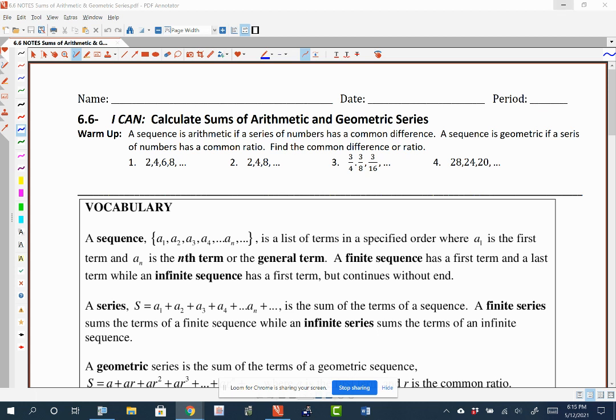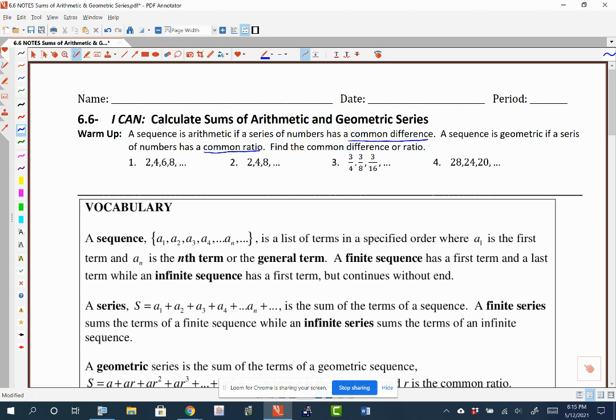So let's remind ourselves a little bit in our warm-up. It says a sequence is arithmetic if a series of numbers has a common difference. So if we can find a pattern, a common difference would be if they were adding or subtracting. And a sequence is said to be geometric if a series of numbers has a common ratio. That's if we can find a multiplication pattern. So we want to find the common difference or ratio for each of these. Personally, I tend to look for a common difference first, and then if I can't find a difference, I usually look for a ratio.